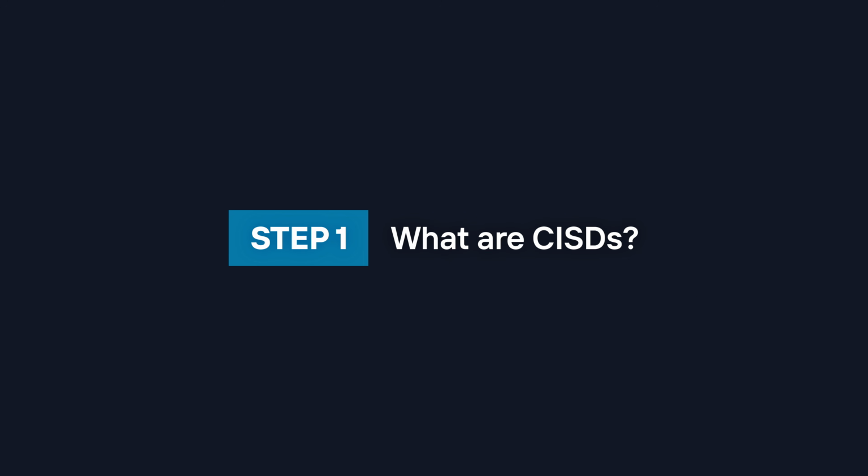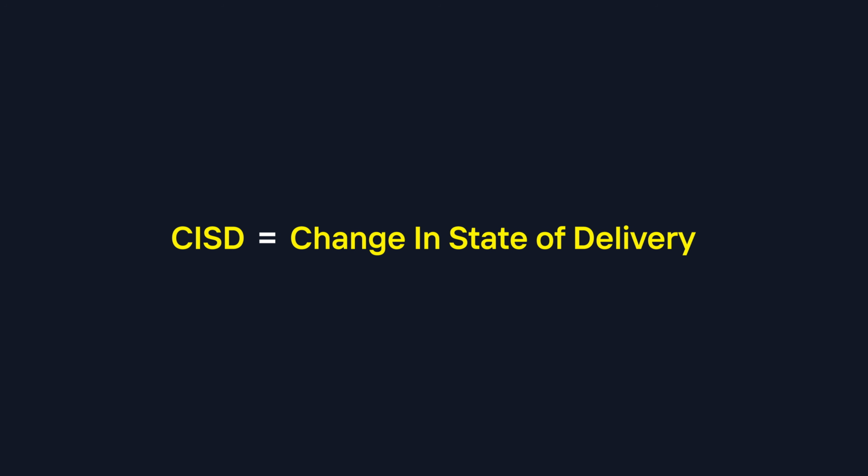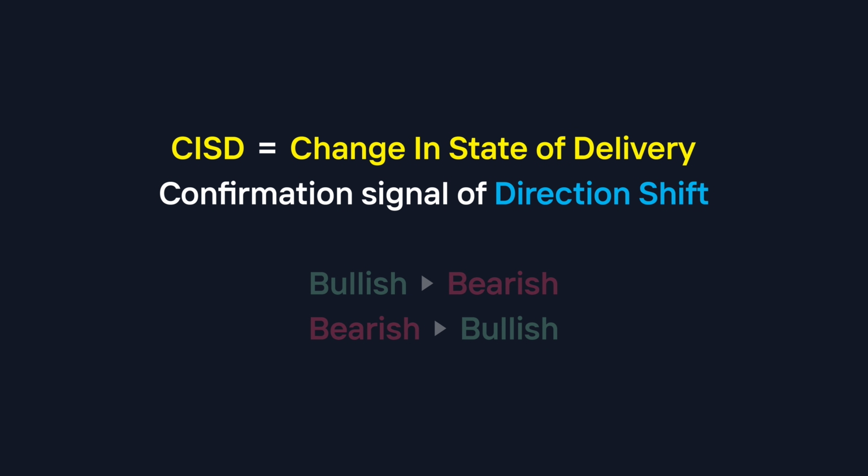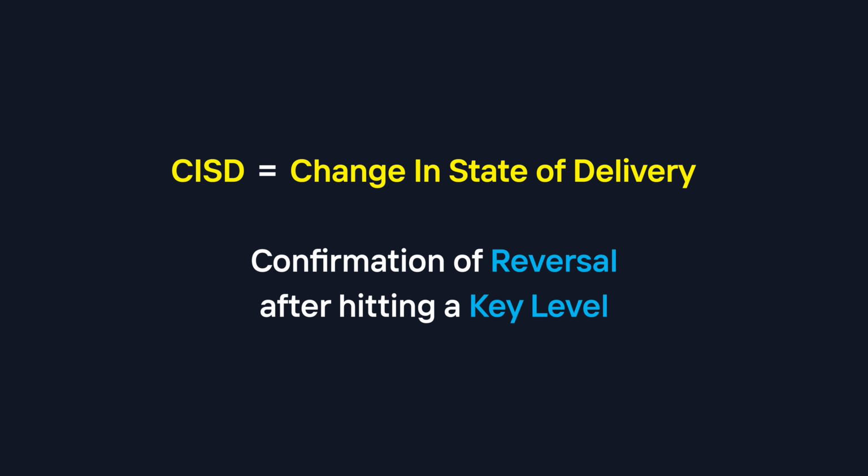So let's waste no time and start with step number 1, which covers what CISDs are and the criteria we use to confirm them. CISD is the abbreviation of a concept called change in state of delivery, which is used to signal when the market's price action has impulsively switched in direction, from either bullish to bearish or bearish to bullish. And they're most commonly used as a confirmation signal for when the market has switched direction after attacking a key level. So let's show how this works.